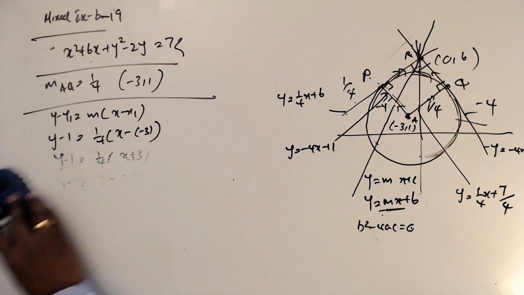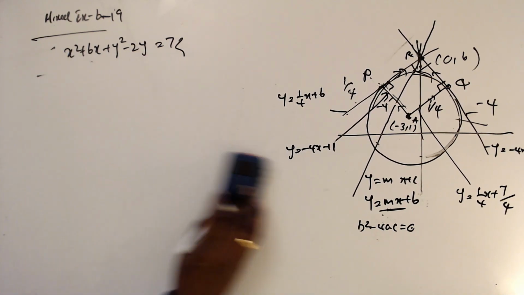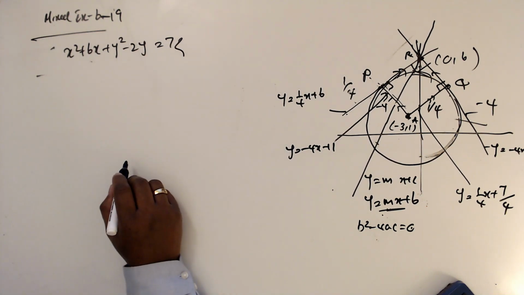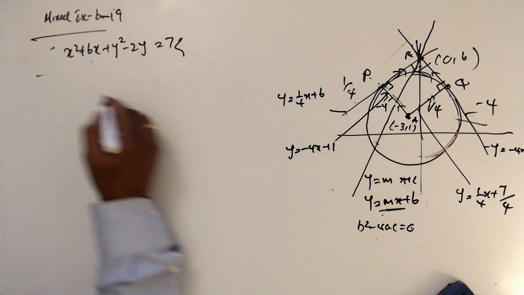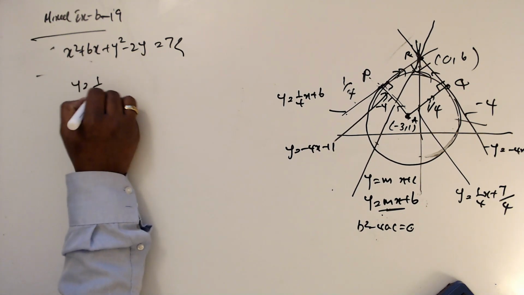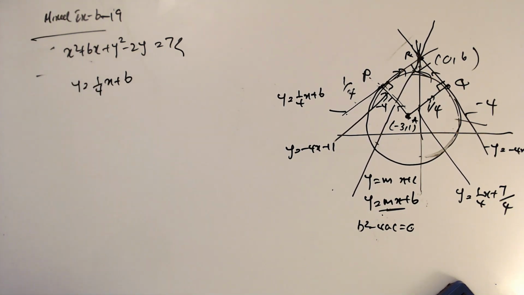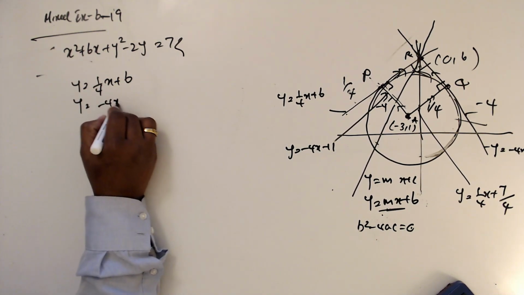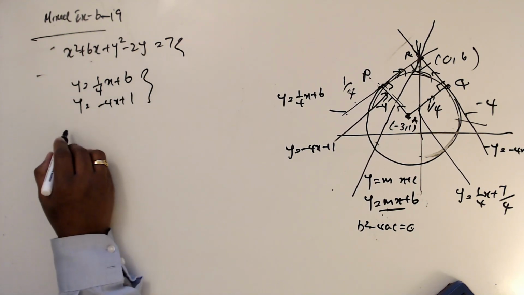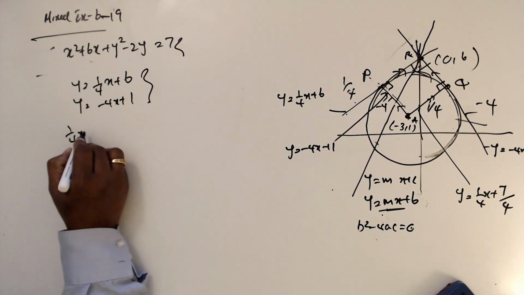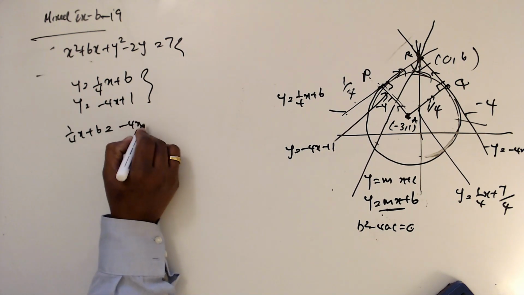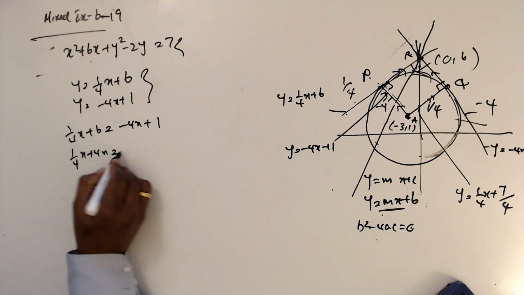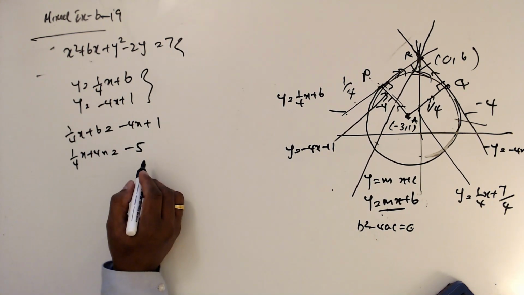Now we need to find the point P. So I have to solve those two equations: y equals 1 over 4 x plus 6 and y equals minus 4x plus 1. We'll solve those two. 1 over 4 x plus 6 equals minus 4x plus 1. Then 1 over 4 x plus 4x equals minus 5.